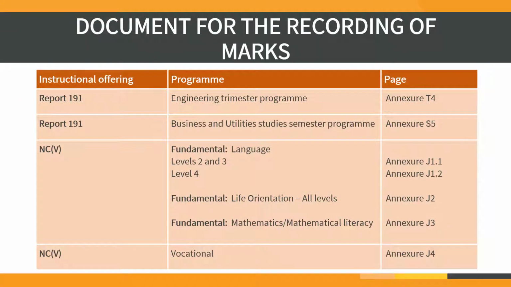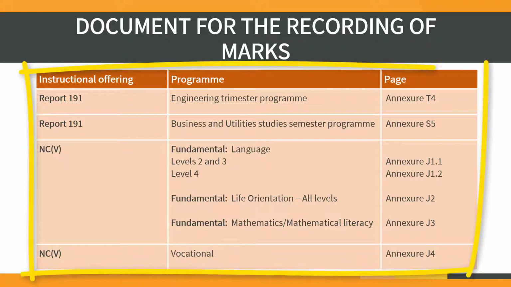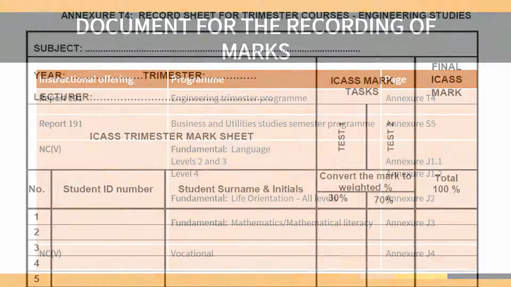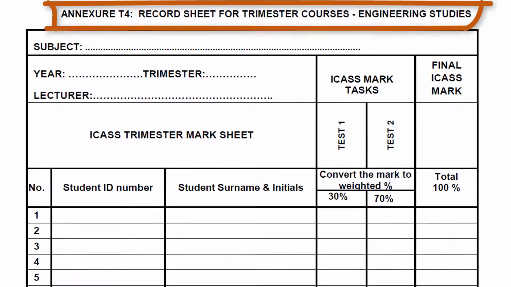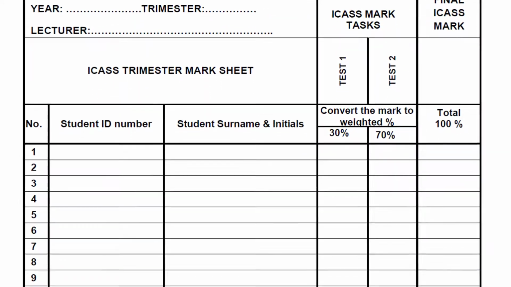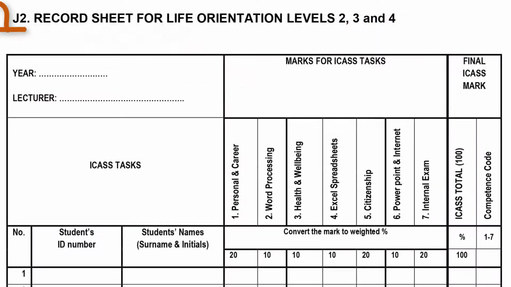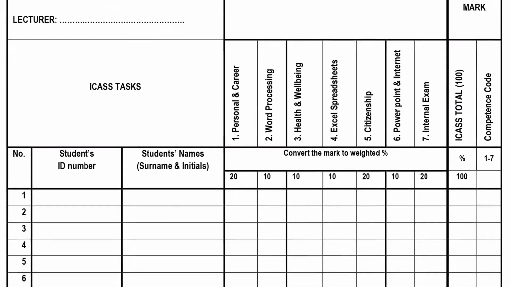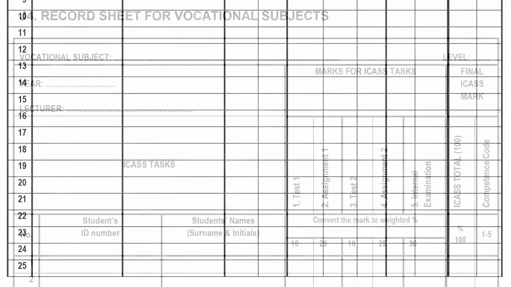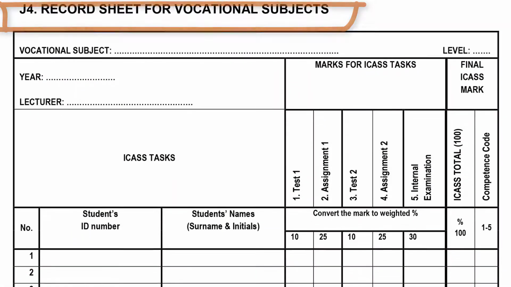Please take note that there are prescribed templates in the ICAS document that must be used for the recording of marks. The table shown here summarizes where these documents can be found for different subjects. Look, for example, at Annexure T4 for Report 191 Engineering Trimester Programs, or Annexure J2 for NCV Life Orientation, or Annexure J4 for NCV Vocational Programs.